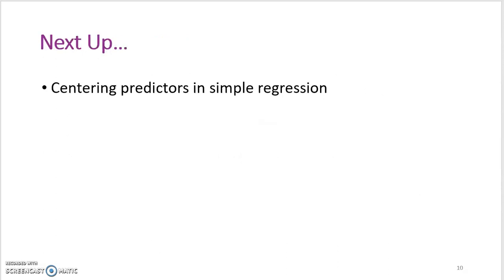This concludes the fourth lecture on linear regression. In the next lecture, I'll explain centering predictor variables and discuss why it's useful.